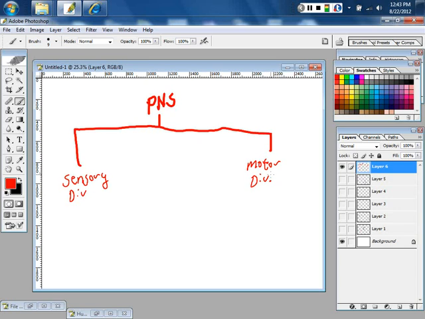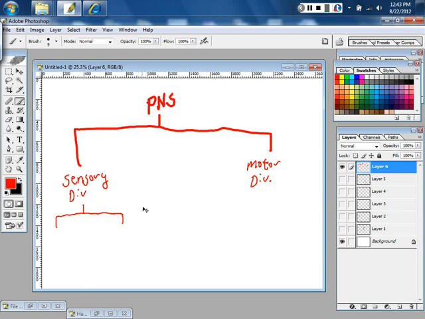There are 2 parts of the sensory division. The one on the organs and the one on the rest of the body. Now the one on the organs is called the visceral sensory because the word visceral means organ. Does that make sense? Okay, so let's put here, the sensory division has 2 parts.